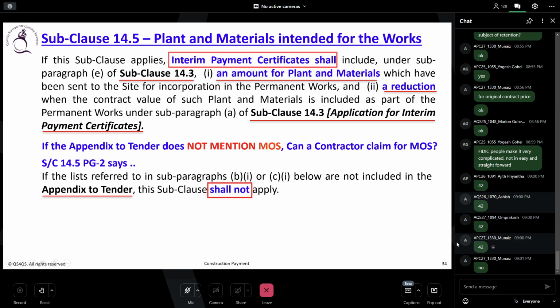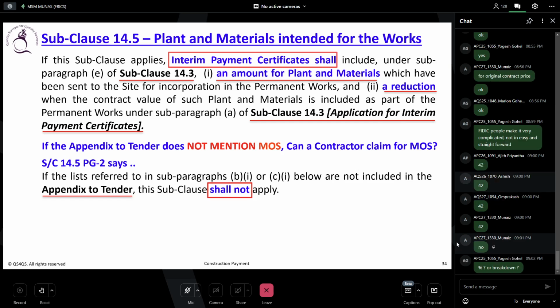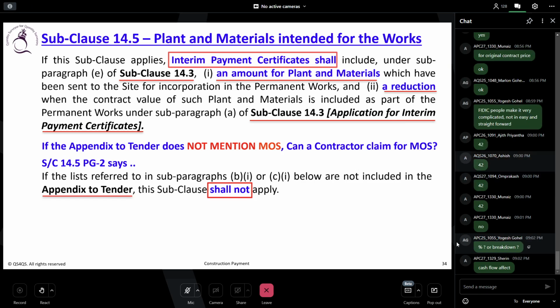This is a very independent subclause. Why was this subclause introduced? The objective is that the contractor spends a lot of money to buy the material. So he will sometimes be in a hard financial situation. To comfort him, the client pays some amount for the material on site or off site. Some contracts don't have the subclause, and that's fine. Some contracts have it, which is also fine.